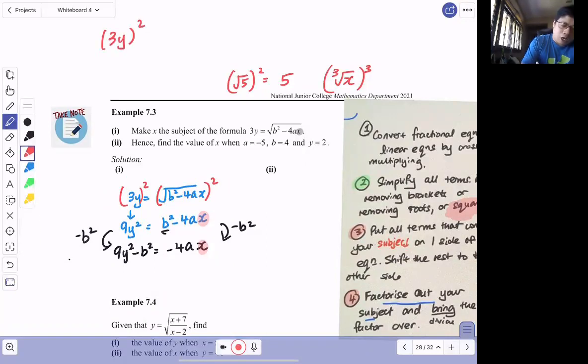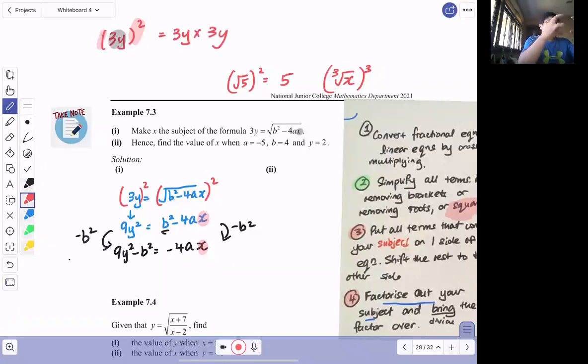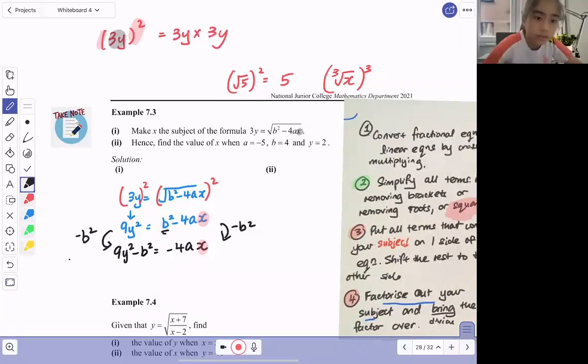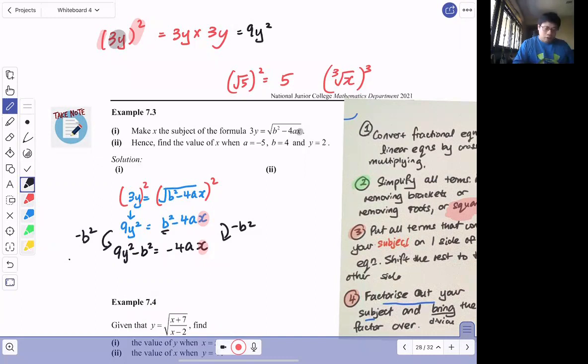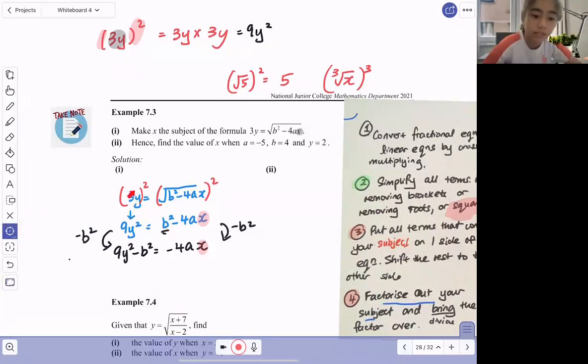So 3y squared, this square applies to the entirety of whatever is inside. It's a total function. So this is like 3y multiplied by 3y. The whole 3y is squared. But then why do you still keep the square side? Why do I still keep the square? You mean on the right-hand side or on the left? On the left. Why is it not just 9y?